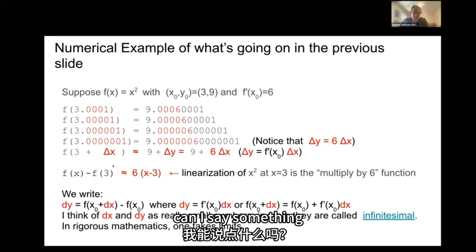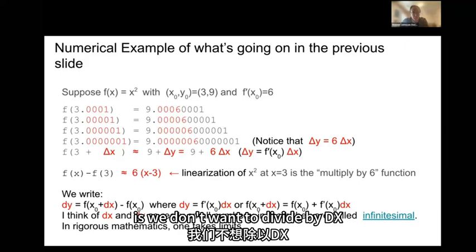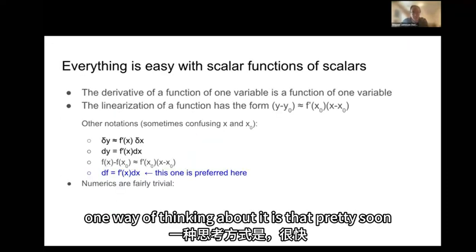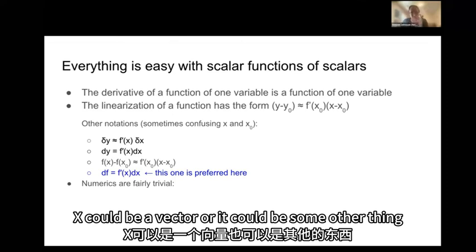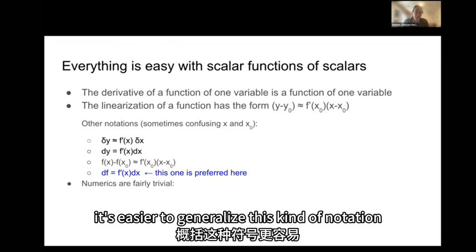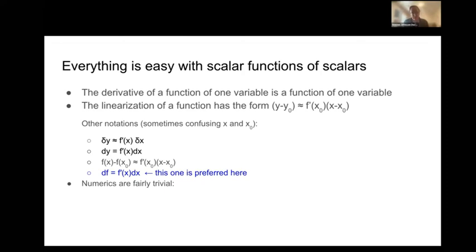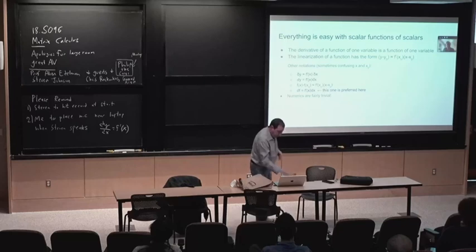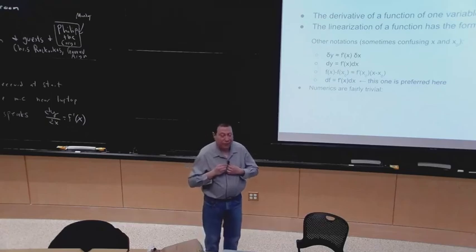Okay, can I say something? So the reason we don't want to put dx on the other side is we don't want to divide by dx. One way of thinking about it is that pretty soon, right now it's a scalar. We can divide by numbers, but pretty soon x could be a vector or it could be some other thing. You can't divide by a vector. It's easier to generalize this kind of notation to other kinds of objects where you can multiply, you can operate, but you can't divide. Good. Yeah, try dividing a vector by a vector. Doesn't really mean much.